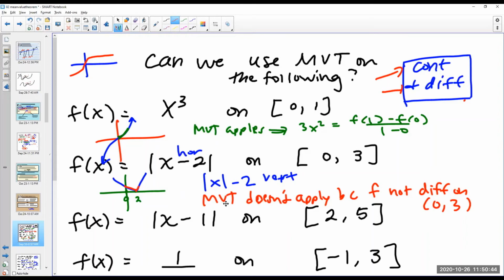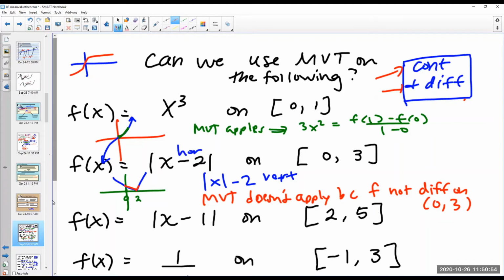Since it doesn't apply, you would drop your pencil down and go to the next problem. Well, don't drop it down, pick it up, but go to the next problem. Don't continue with this problem. All right, let's look at the next one.